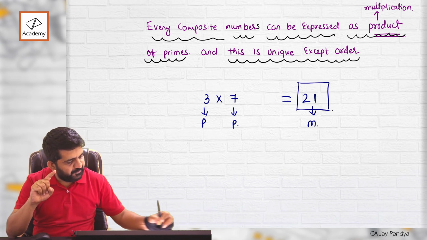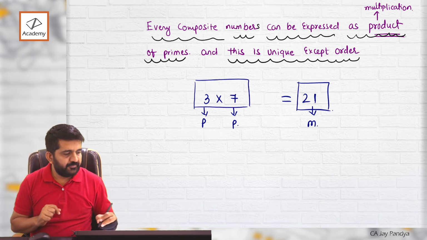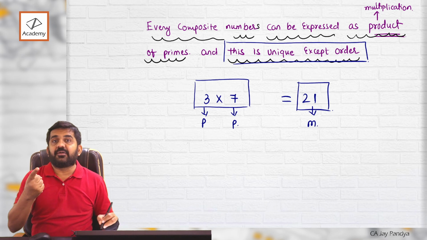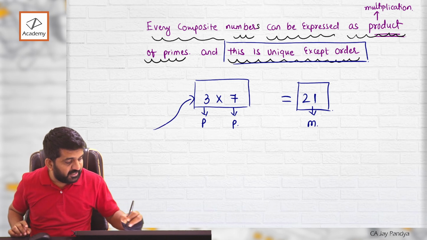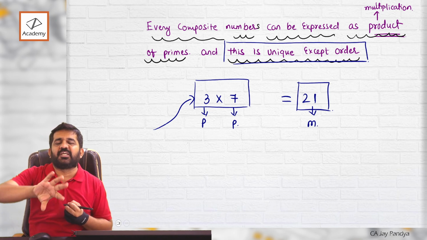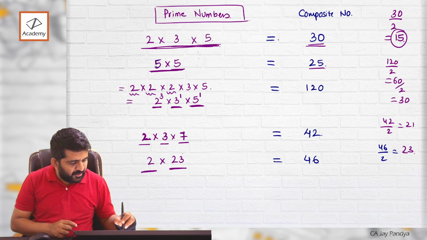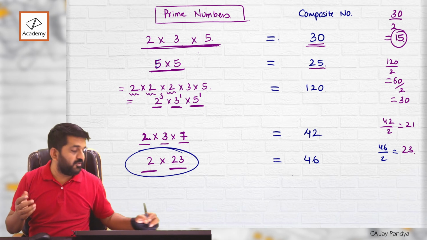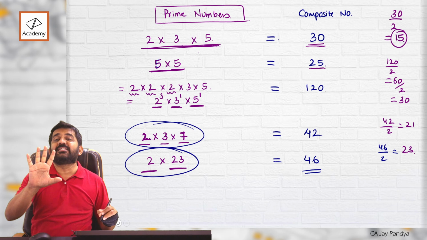Every composite number is a product of primes. Now let us understand this. This is unique. It means you cannot write down anything over here except this. Right? You cannot write down 2 into 6 into something and the answer will be 21. You cannot write down 3 into 7 into something and the answer will be 46. This will always be the same.